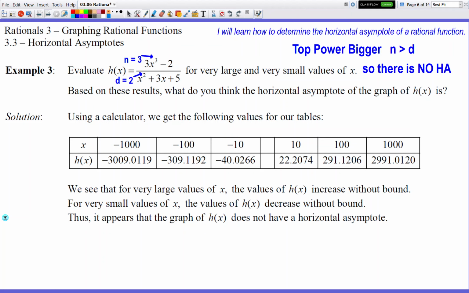Okay, in the third situation, we look at the power on the top, it's a 3. We look at the power on the bottom, it's a 2. So this scenario is top power bigger, because 3 is bigger than 2. When it's top power bigger, then you don't have any horizontal asymptote. So it's no HA, no horizontal asymptote. So these are the 3 situations you've got to memorize.